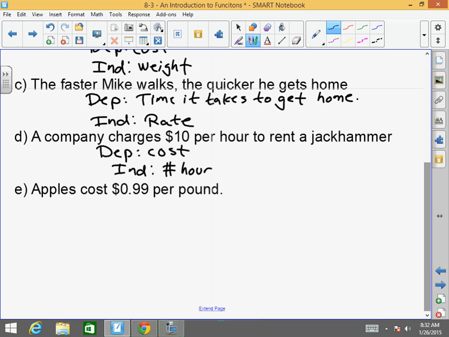Apples cost 99 cents per pound. Dependent would be the cost. And then independent would be the number of pounds, not the number of apples. The number of pounds. Okay, now, it would be the number of apples if it said apples cost, whatever, 99 cents per apple. Then it would be the number of apples.